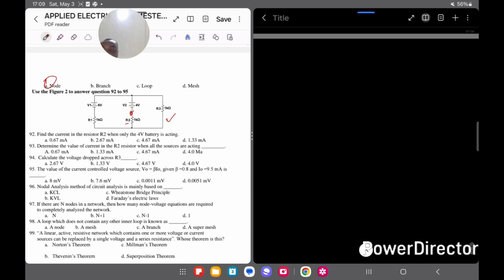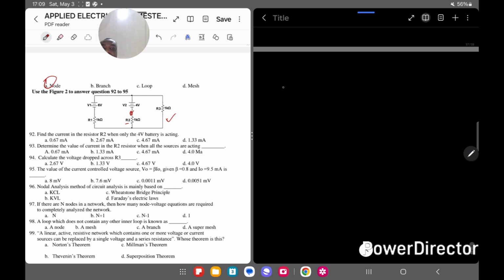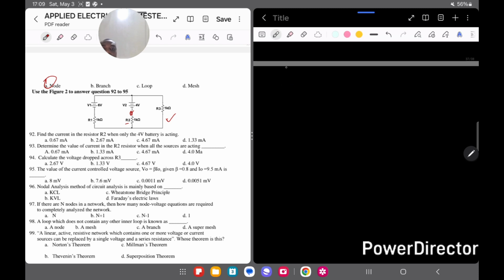If only 4 volts is acting, I'm going to turn off the other voltage source, which is 6 volts. So I'll just come here first and sketch the diagram. I have to be fast with the sketch. I'm going to spend a lot of time on this question because it involves a lot of calculations.